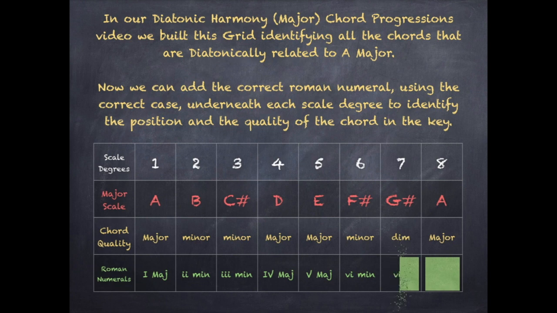For the seventh chord, which is a G sharp diminished, we can identify this with the lowercase vii, and we put a little circle or a degree sign, which is the symbol for diminished. And for the last chord, or the eighth chord, which is also an A major, we can identify this as an uppercase VIII maj, or a single I maj, because that is the octave, which is a copy of the tonic.